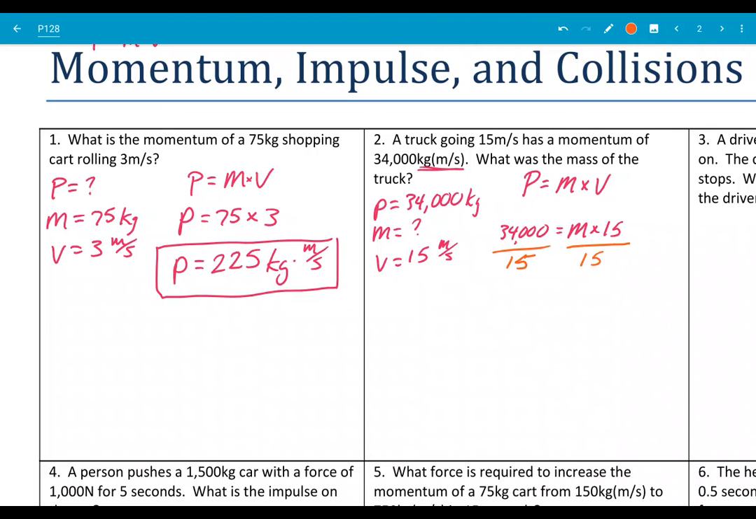Dude, what the heck, Google? Hey Google, 34,000 divided by 15.